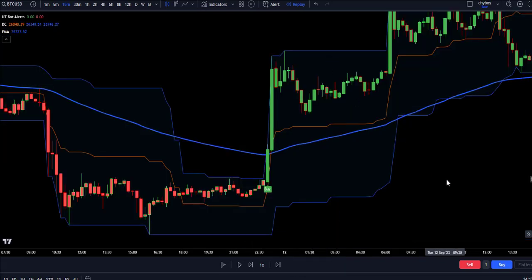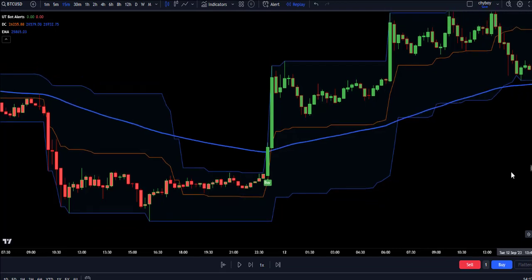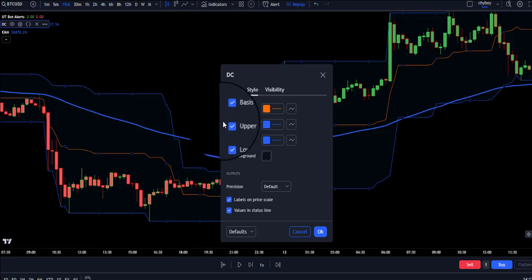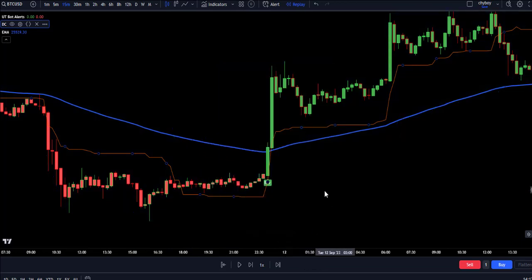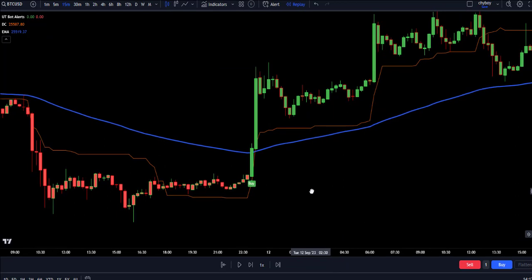Now looking at our chart, you will notice that it looks a bit messy and confusing. Then we need to clean it, and to do that, we go over to the Donchian channel settings. On the style setting, uncheck the upper, lower, and the background and press OK. As you can see now, our chart looks clean.